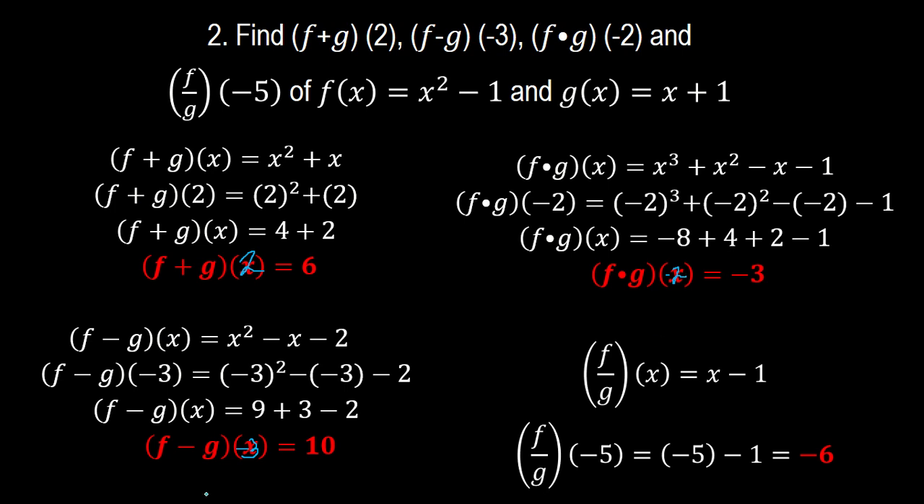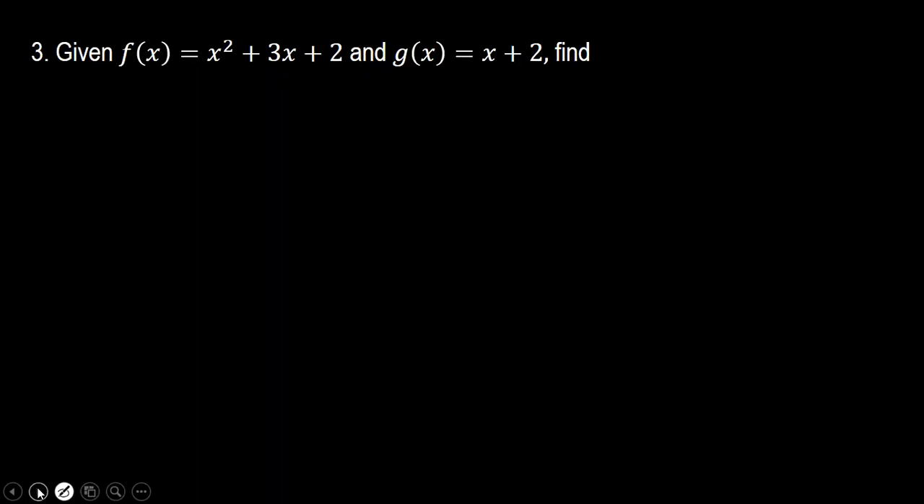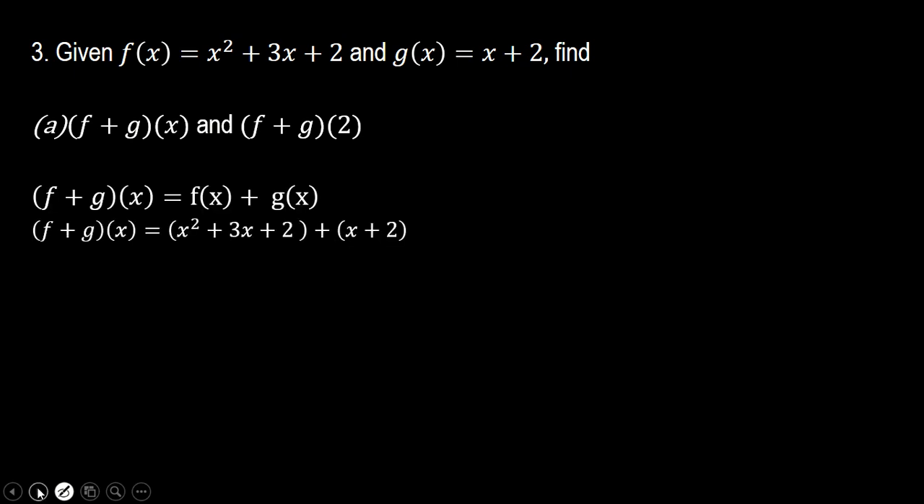Another one. Given that the functions are x squared plus 3x plus 2 and x plus 2, let's identify the following. Let's start first with the sum, and then substitute x is equal to 2. Identifying its sum, we'll have x squared plus 3x plus 2 plus x plus 2, and the result of that is x squared plus 4x plus 4.